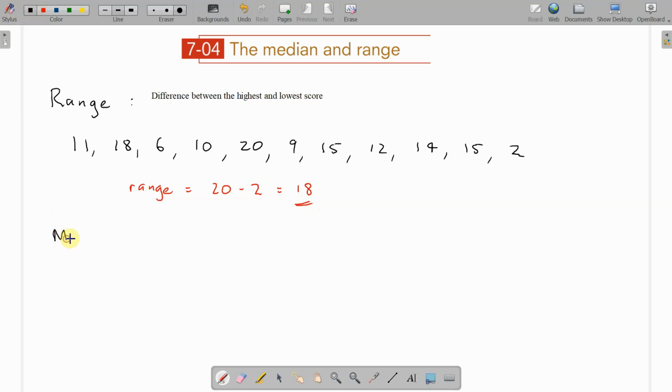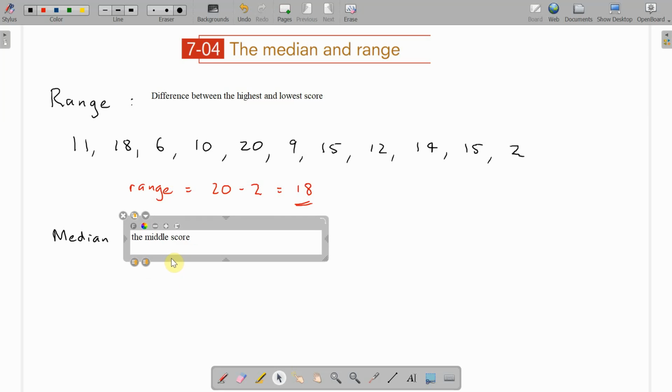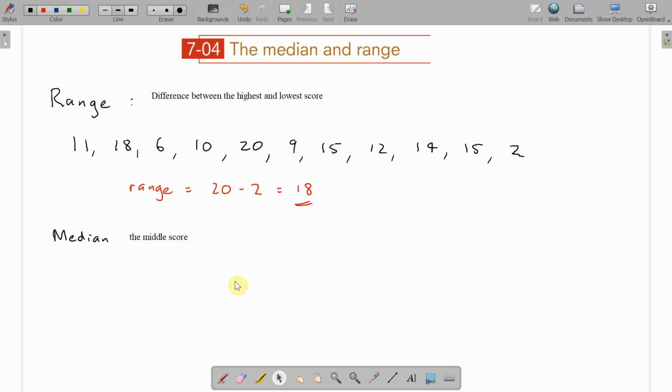Median. The median is the middle score. Our median carries with it a couple of procedures to make sure that we get it right. The middle score.